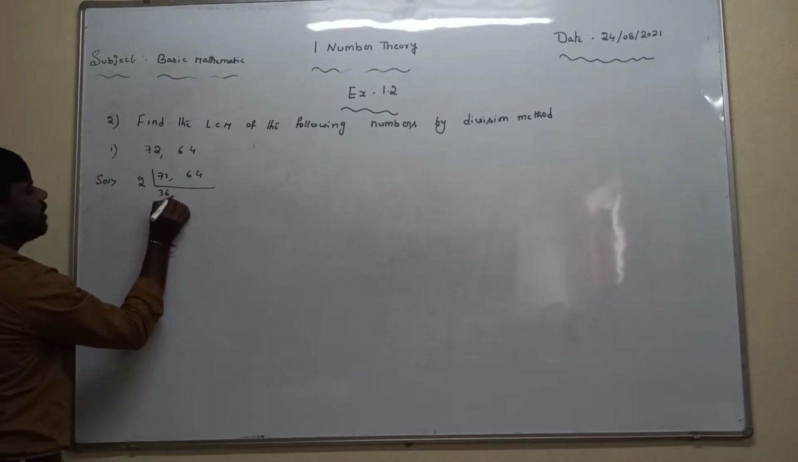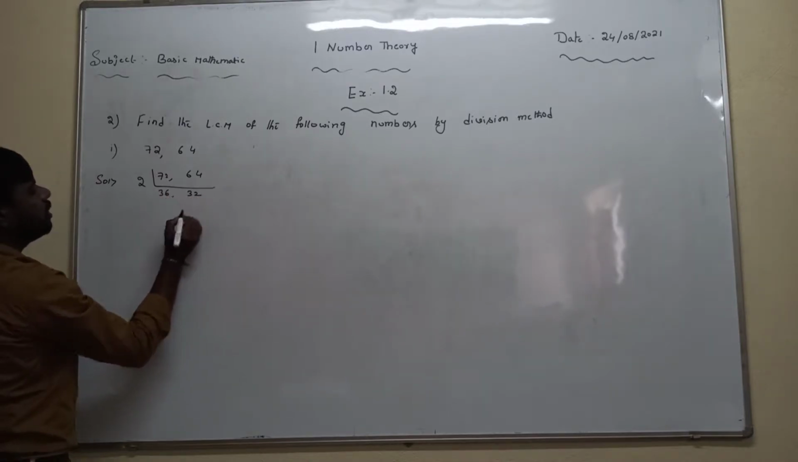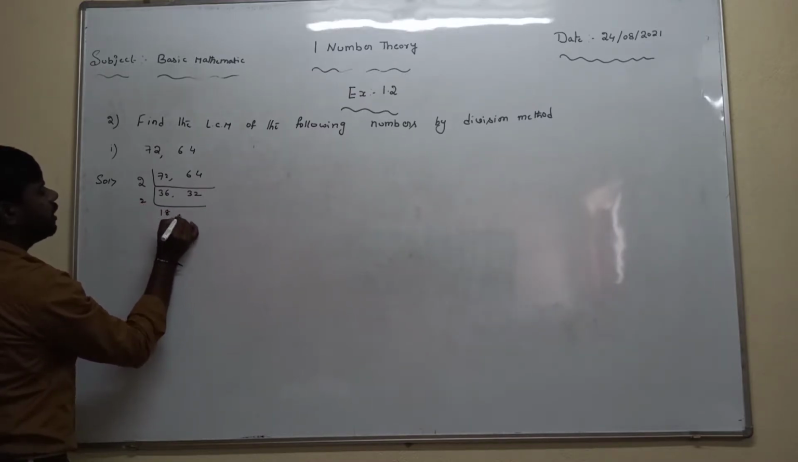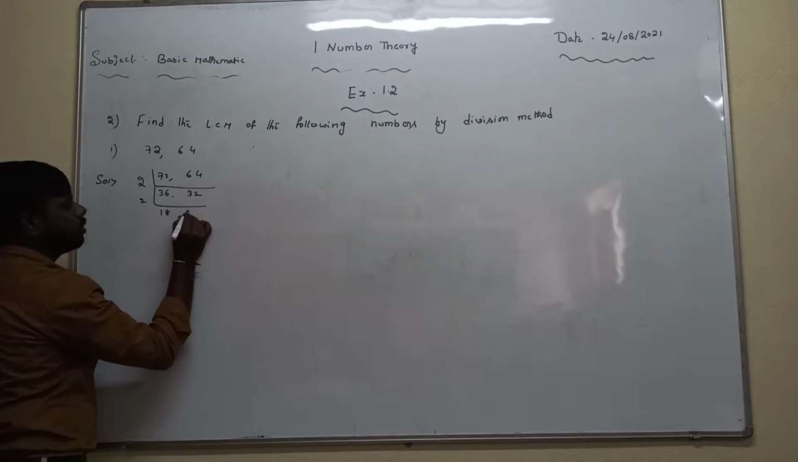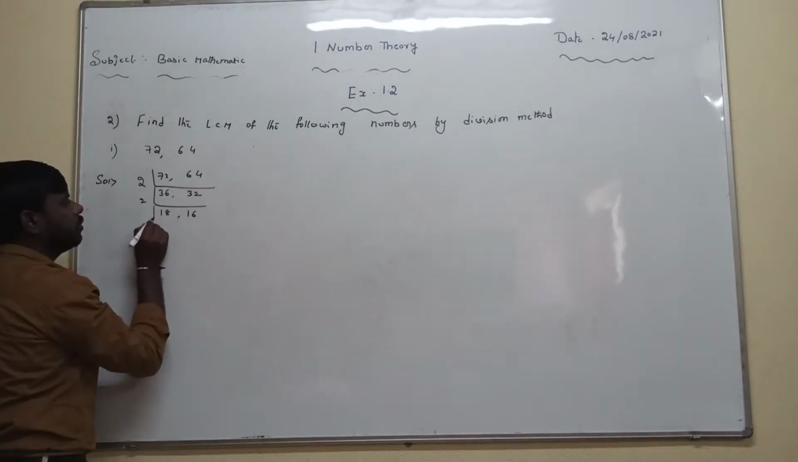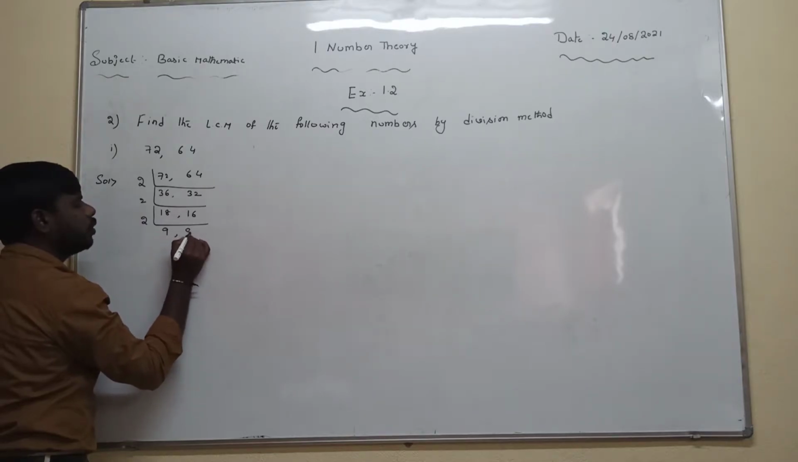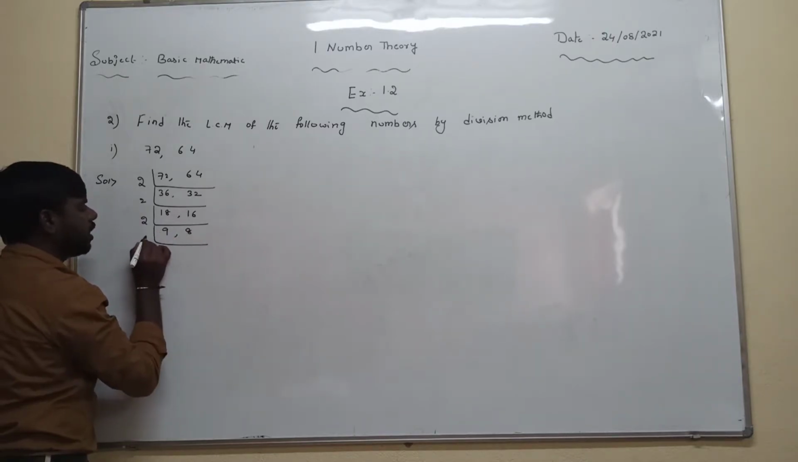2 36s are 72. 2 32s are 64. Again 2 is possible: 2 18s are 36. 2 16s are 32. Next, 2 is the common prime number: 2 9s are 18. 2 8s are 16. 2 again we can take.